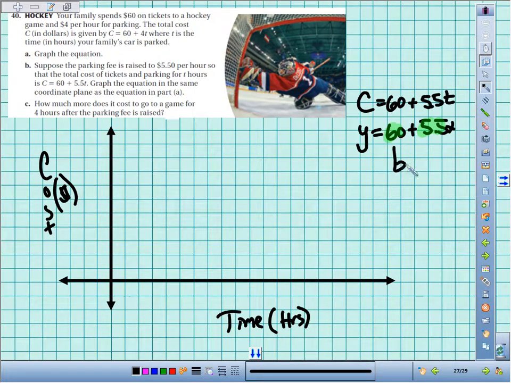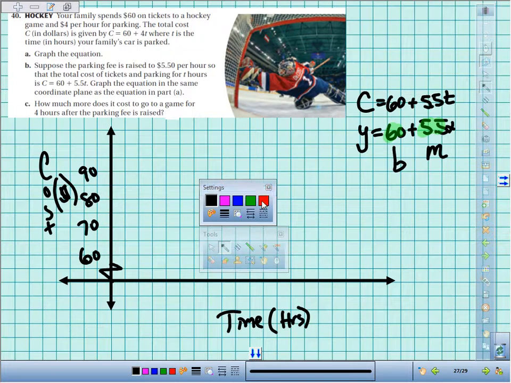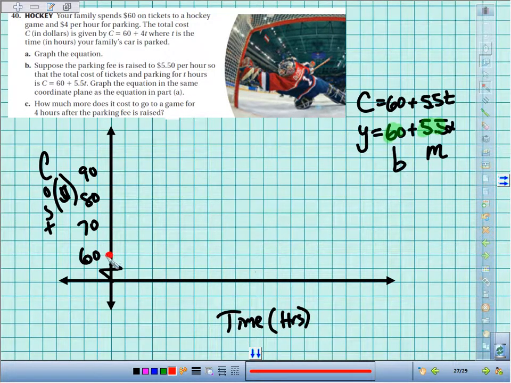So here's my beginning point. My Y-intercept is 60. My slope is 5.5. Since I jump all the way to 60 as my initial price, just for the tickets, I'm going to heartbeat this, and I'm going to go up to 60. And since our slope is 5.5, I'm just going to be convenient here and pick 5s for my scale. 65, 70, 75, 80, 85, 90, and so forth. So if I park for 0 hours, my Y-intercept, my beginning price is $60. That's just for the tickets.